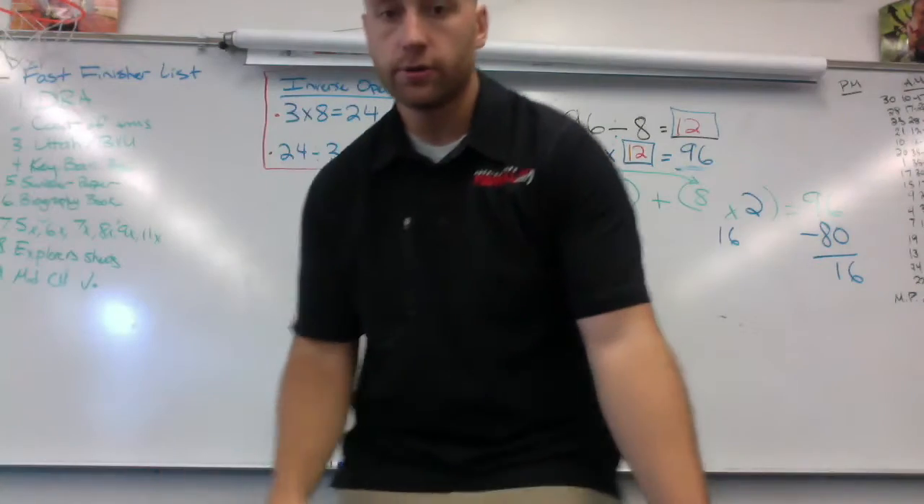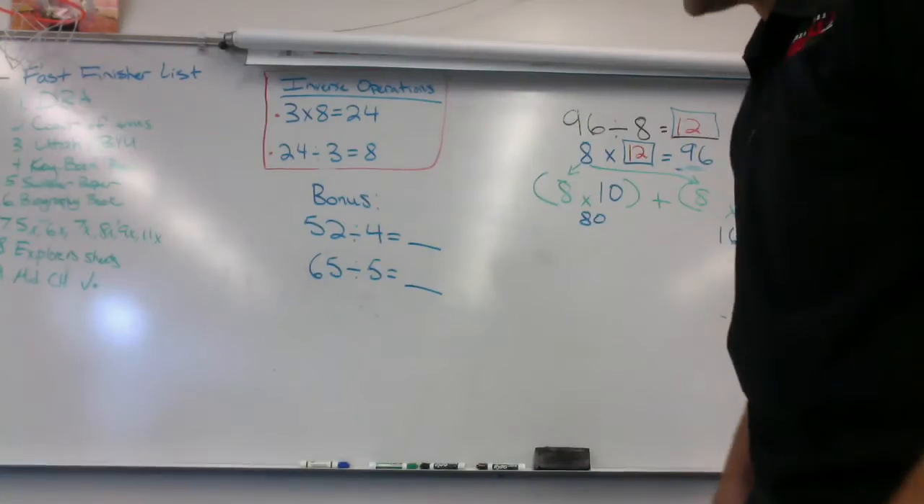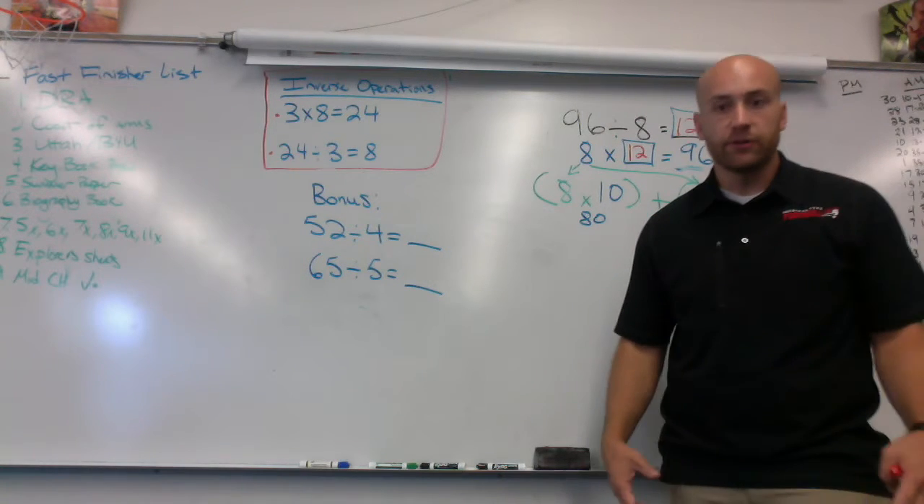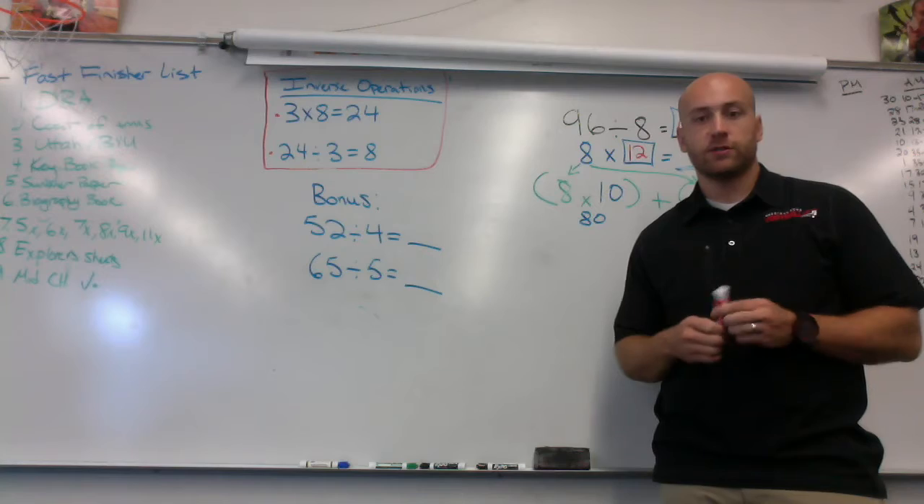And here are your two bonus questions, 52 divided by 4 and 65 divided by 5. You have to do it the distributive property way, not just the normal division.